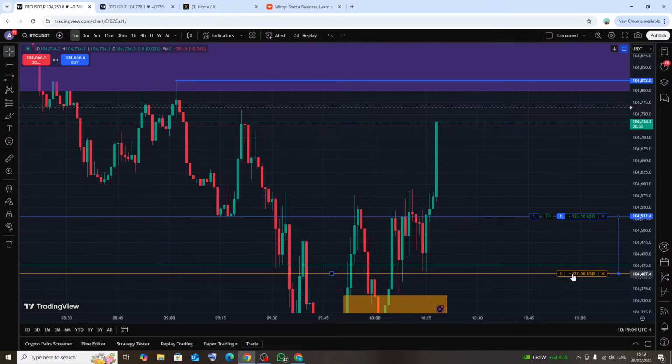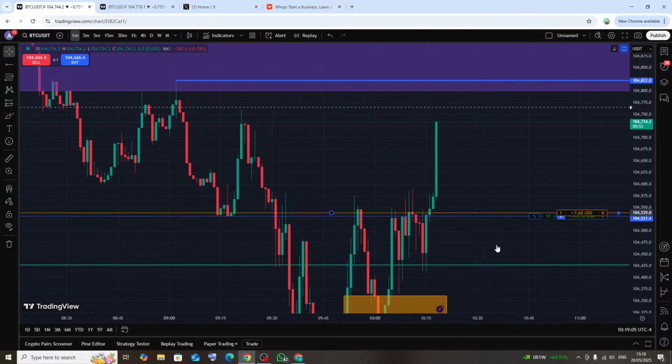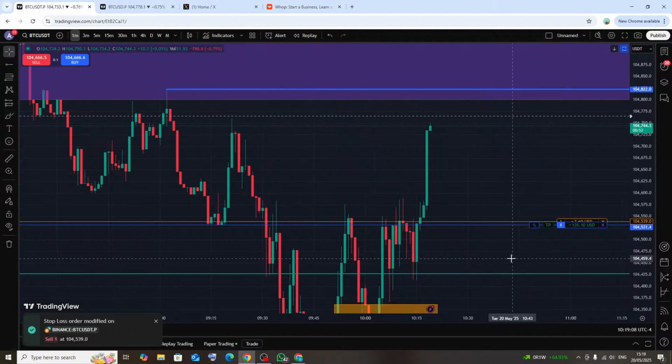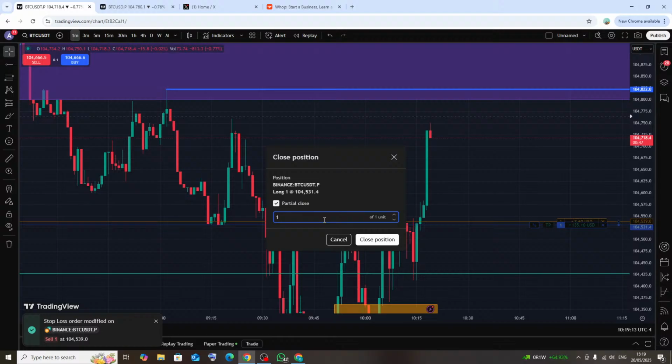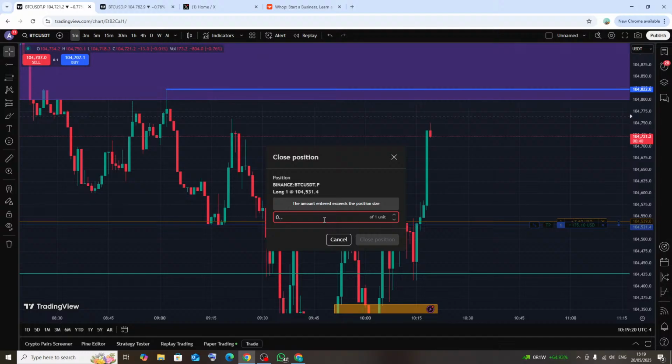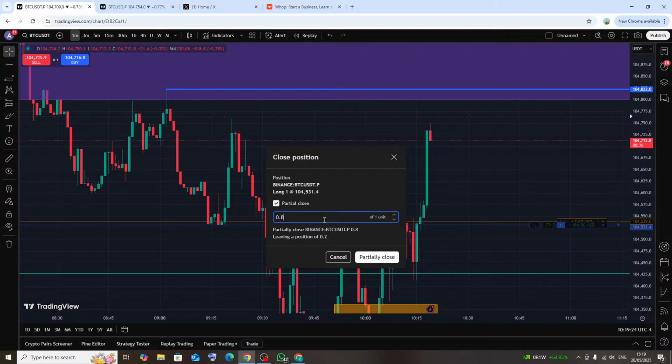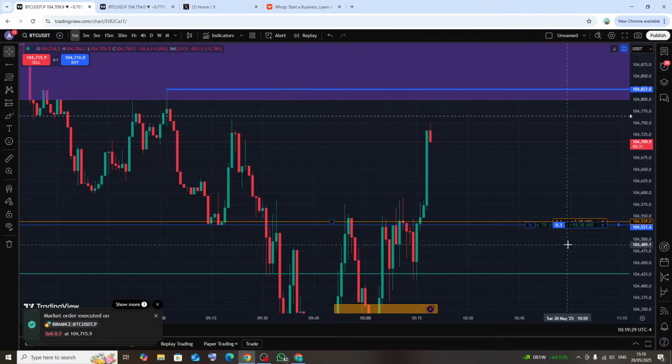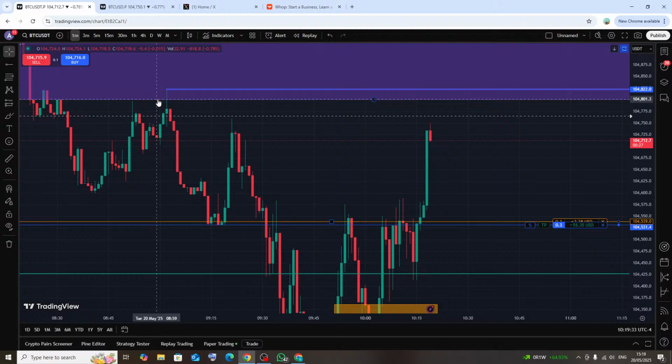Now I wanted to put my stop loss at break even, and I'm looking to close as well. I'll take 0.8. Oh shit, 8 at this range, or 5 or 6 or 7. So we have taken most of the profit on this trade. It was a very small trade. We were looking for just these local highs.